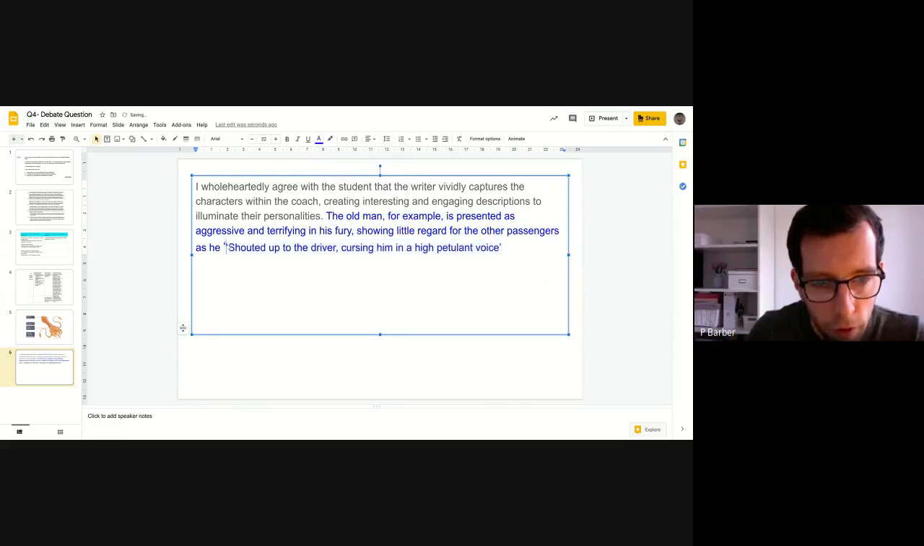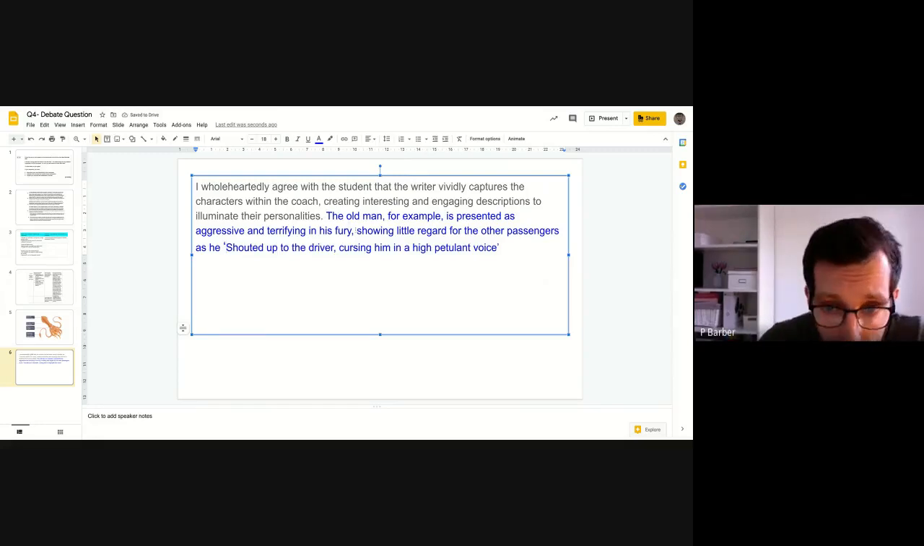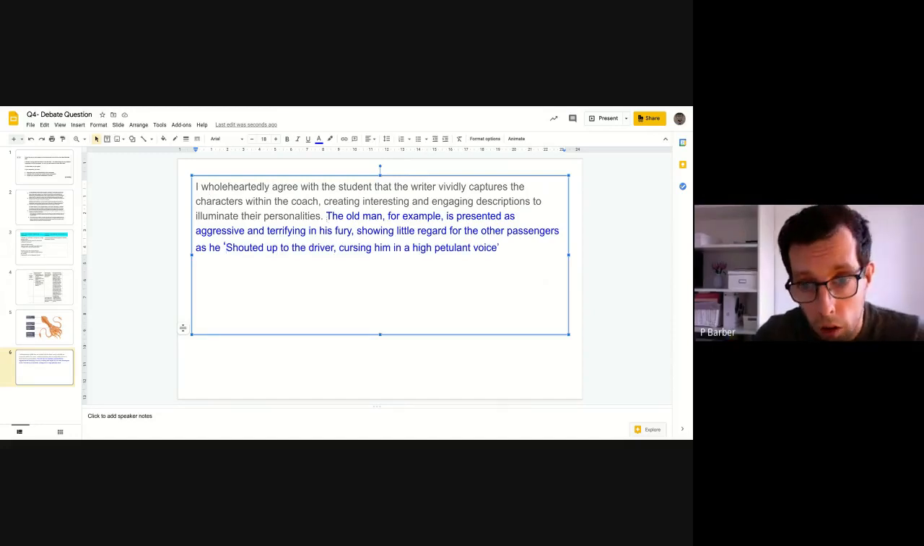Okay, so what we've got so far here is your point, and here's our evidence. So S is our statement, and Q is our quotation. I wholeheartedly agree with the student that the writer vividly captures the characters within the quote, creating interesting and engaging descriptions to illuminate their personalities.